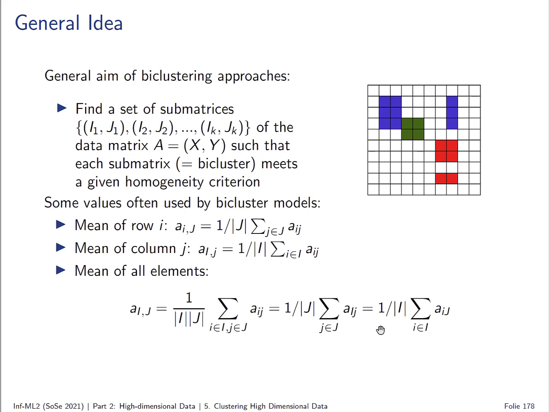So that is quite easy, and those values are often used because based on those values we can decide what kind of homogeneity criterion must be implemented by these submatrices in order to be bi-clusters, and that's actually next.